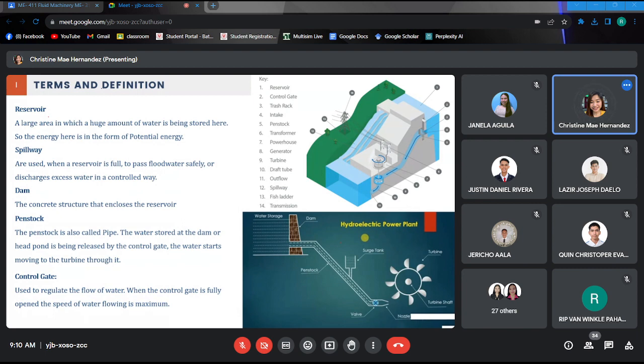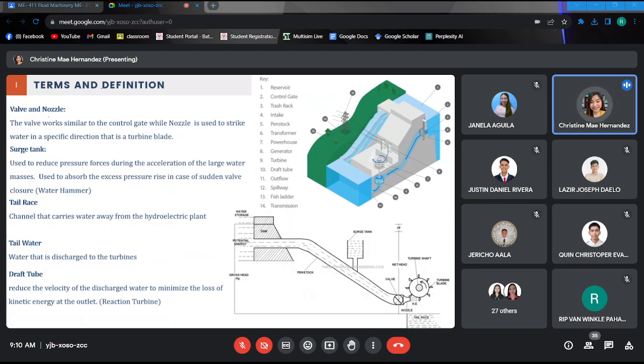Okay? So next, terms and definitions. So valve and nozzle. The valve works similar to the control gate, while nozzle is used to strike water in a specific direction, that is, the turbine blade. So surge tank, it is used to reduce pressure forces during the acceleration of the large water masses. It is used to observe the excess pressure rise in case of sudden valve closure.